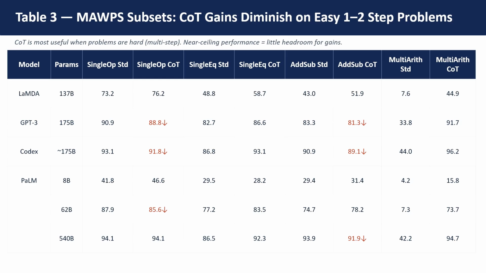Now the key observation from this slide is chain of thought provides minimal or negligible improvement for simpler subsets like single OP, but shows significant improvement for complex subsets like multi-arith. Why does this happen? Because simple problems do not require intermediate reasoning. The model can directly map input to output. However, for complex problems, the solution requires decomposition into multiple steps, and this is exactly where chain of thought helps. So the important takeaway from this slide is CoT is beneficial when a problem inherently requires multi-step reasoning. It is not universally helpful. Its effectiveness depends on the depth of reasoning required.